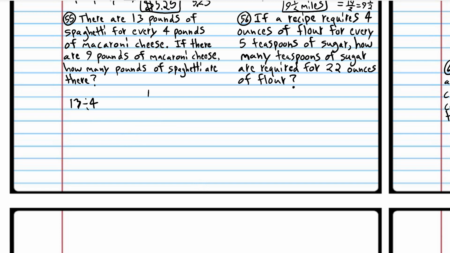So 13 divided by 4. 4 goes into 13 3 times. Remainder 1. Bring down a 0. 4 goes into 10 2 times. 4 times 2 is 8. Remainder 2. Bring down a 0. 4 goes into 20 5 times. Remainder 0. Bring the decimal straight up.